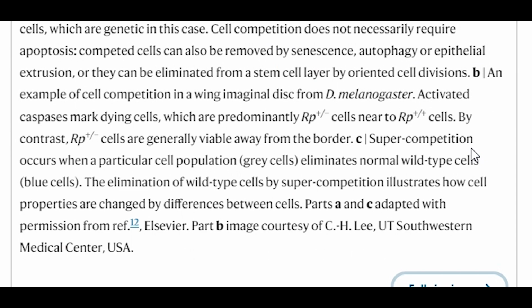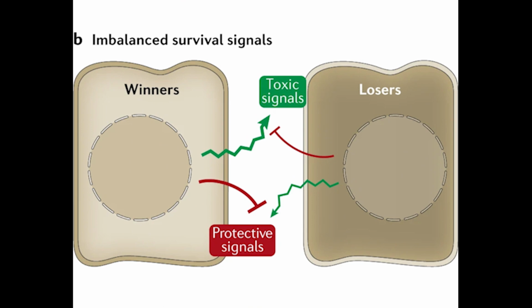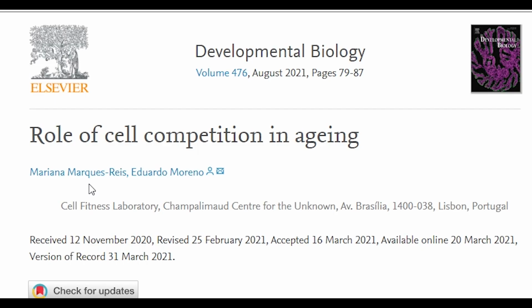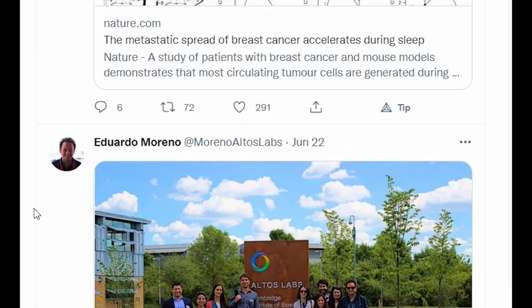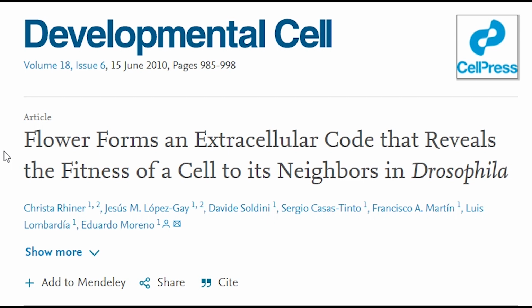And out of these three proposed mechanisms, fitness sensing has been further understood by one of the leaders in this field, Eduardo Moreno, who is now starting a group actually at the already infamous Altos Labs, where he showed in a landmark 2010 paper evidence for a flower code in flies that enables them to sense the fitness of their neighbours. Yes, you heard me right, a flower code.